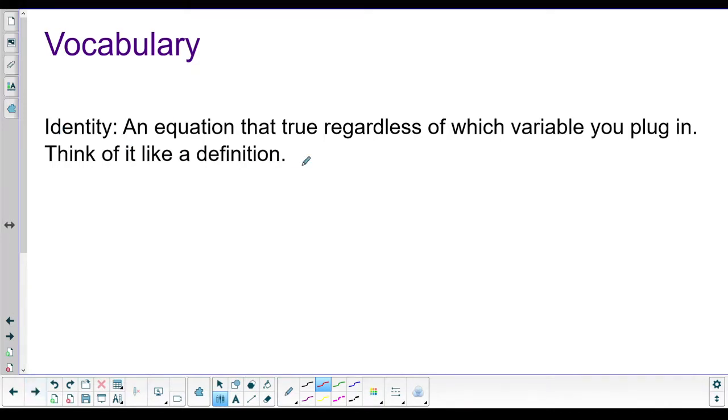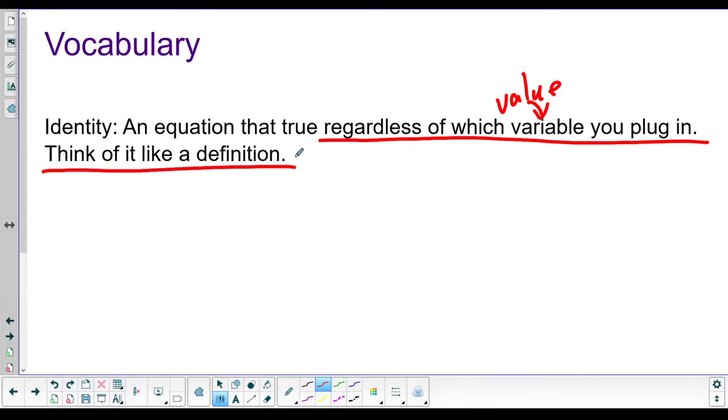An identity is an equation that's true regardless of which value you plug into the variable. So this is true for any value of x or any value of theta. You want to maybe think about these more like a definition. So let me give you a couple examples of identities you might know.